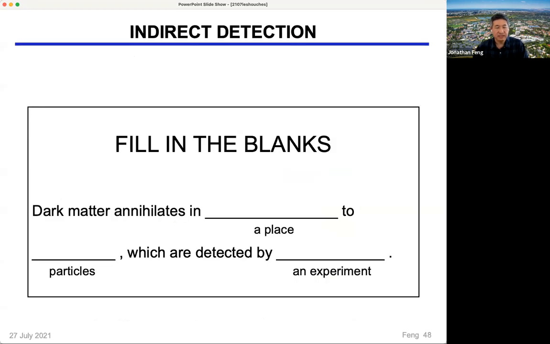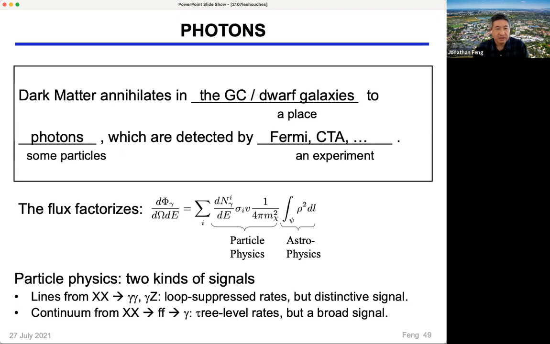So this then turns into a game of what, at least when I was a kid, we called Mad Libs, where you fill in these blanks. Dark matter annihilates in a place to some particles, which are detected by some experiment. And what you do is fill these 3 blanks in with the right words, and you get $10 million and you go and look for dark matter, okay? Obviously not all the ways to fill this in are as good as all the others, so there are some preferred ones. Let me just mention a few.